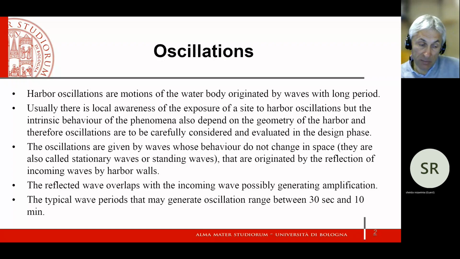I said that typically these phenomena are originated by wave swings with long period. So what is the order of magnitude of the period we are concerned by? Usually the periods that generate oscillations range between 30 seconds, I'm talking about the wave period, and 10 minutes. So you see it is quite a huge range. Usually we are not concerned by waves with a period shorter than 30 seconds, because this is very unlikely to generate these extreme oscillations.